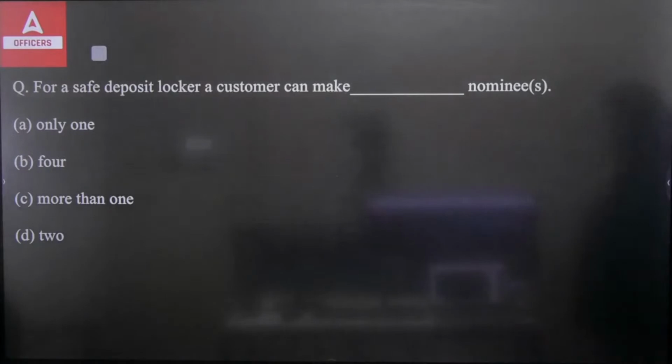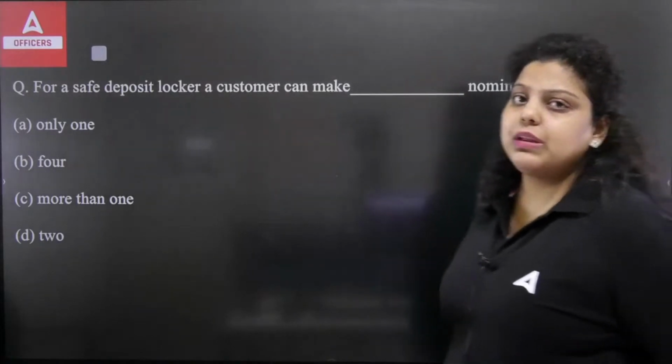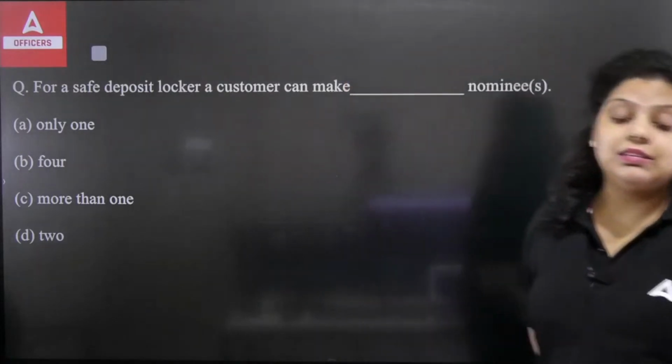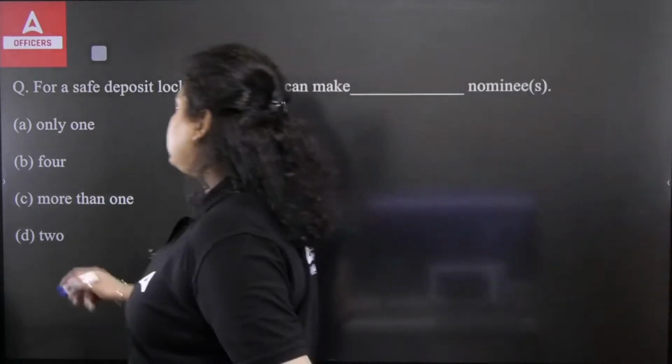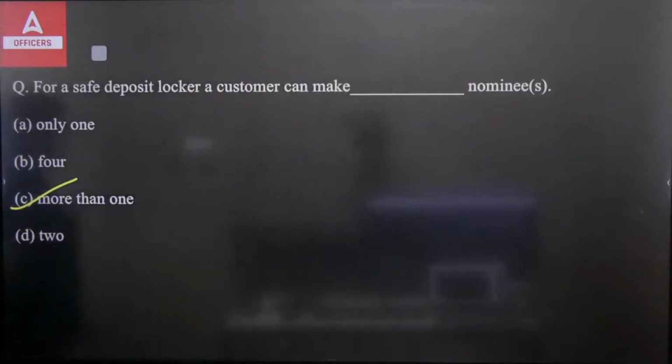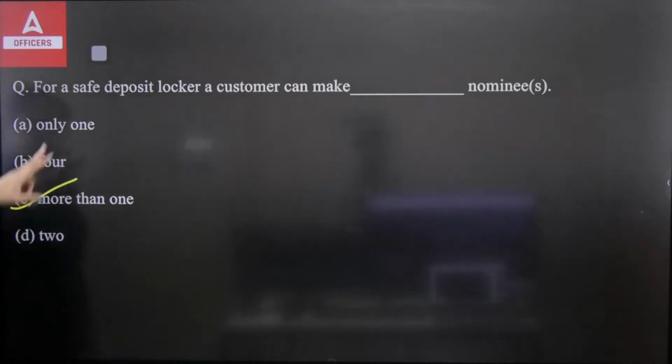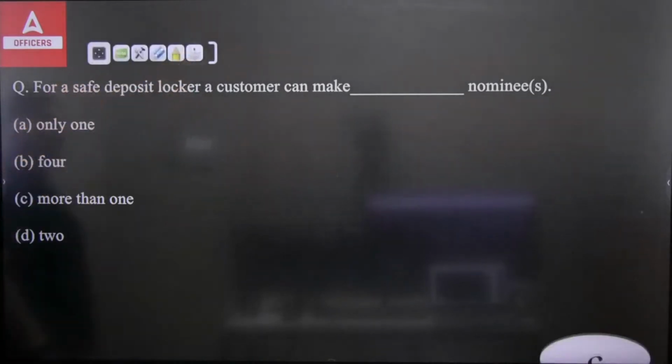It's very obvious there is no fixed number of nominees you can have, but one thing is there: more than one nominee you can have in the safe deposit category. For a safe deposit locker, you can have more than one nominee for your account. So the right answer is C.